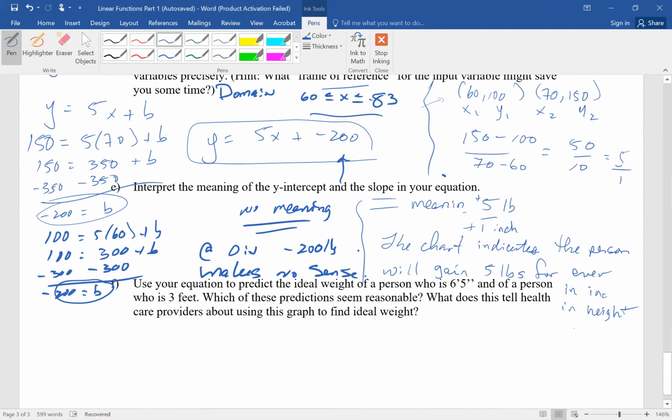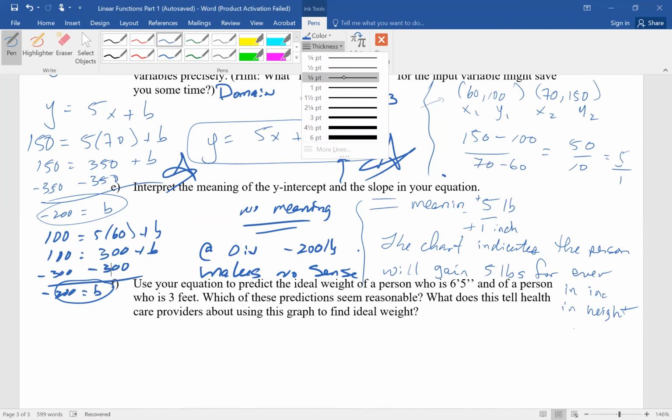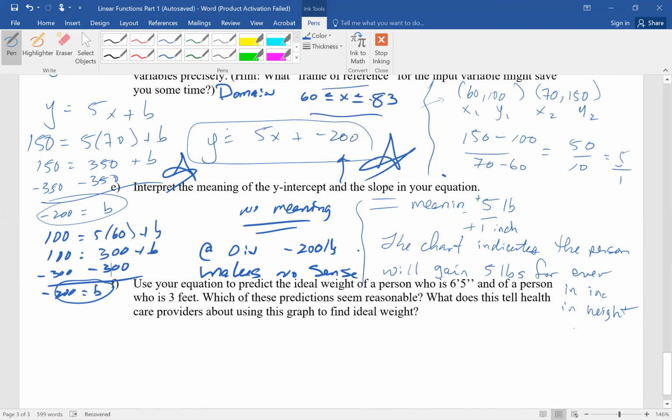Now, if I'm going to hold true to my function here, and if that's my equation, we're almost done with this video, so hang tight. Let's do part F: use your equation to predict the ideal weight of a person 6 feet 5 inches and of a person who's 3 feet. First off, we can't use it to make a 3 feet tall prediction.